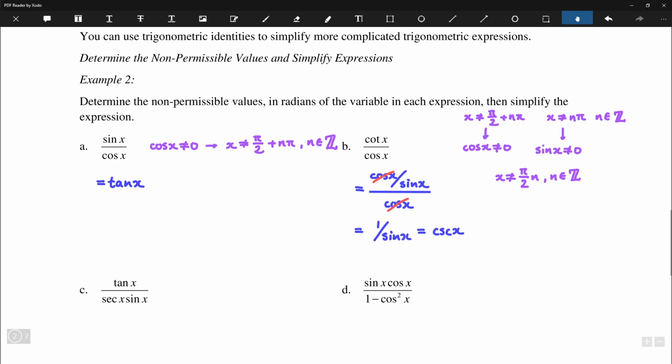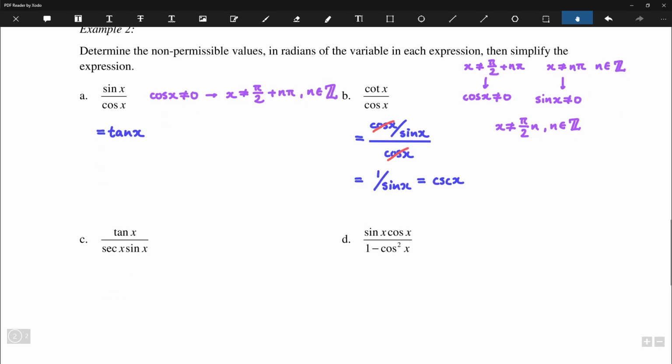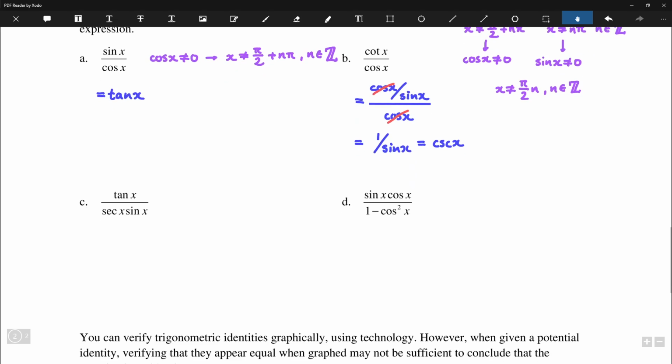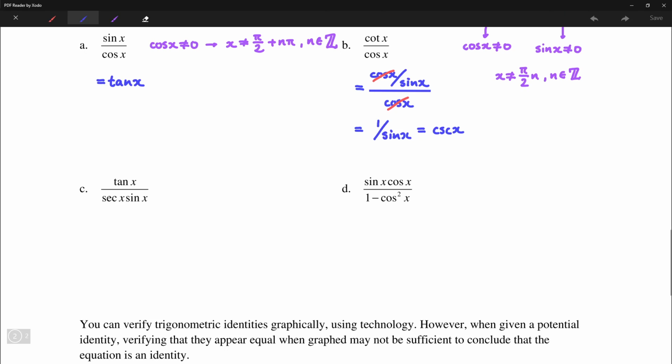Again, what we generally want to do is rewrite the expression in terms of sine and cosine, figure out what the restrictions are, and then simplify the expression afterwards. So let's look at another one here. Once again, the first step is to rewrite this in terms of just sine and cosine. So tangent, of course, is equal to sine x over cosine x. In the denominator, we have secant x, which of course is 1 over cosine x. And then sine x is just sine x.